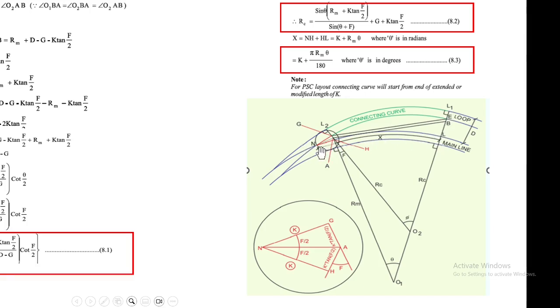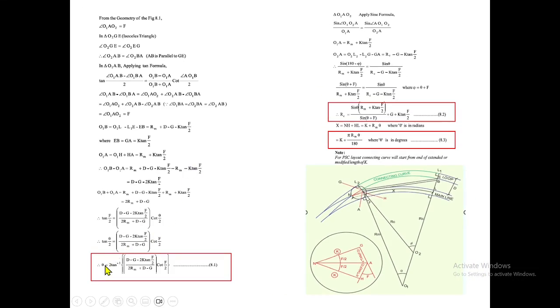Further, we need to know the distance from the theoretical nose of crossing to the tangent point. We must calculate the x distance, then the radius of the connecting curve, of course. For that, we have to find out the theta angle. So these three formulae are essential for this type of connection. We have to find out theta first using this relation, then the radius of the connecting curve using this one, and at last the x distance.